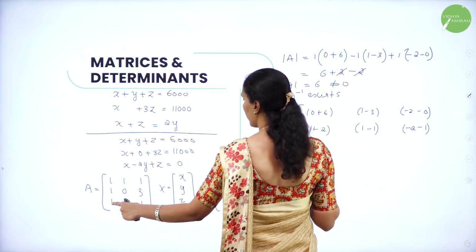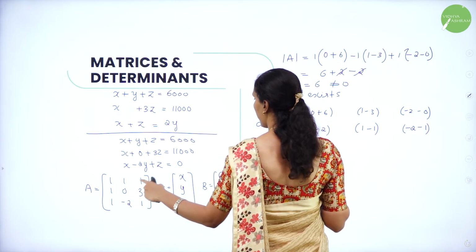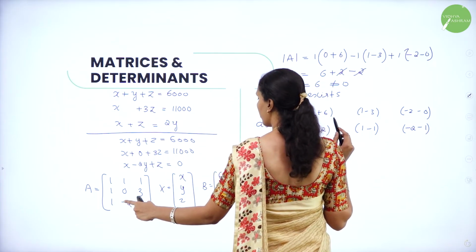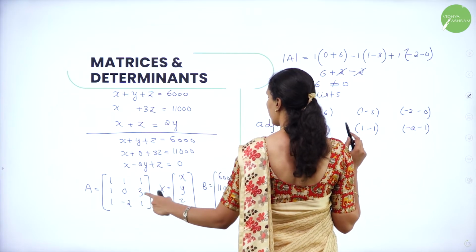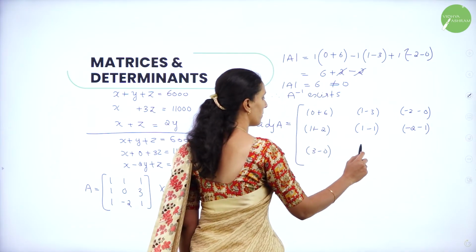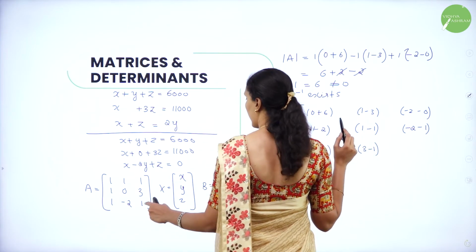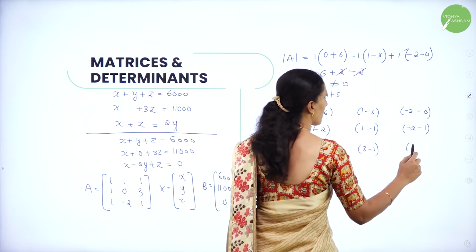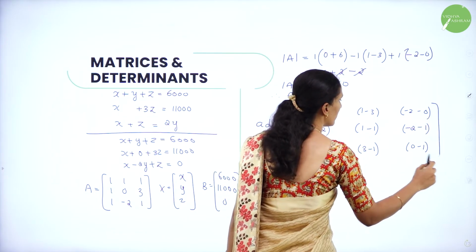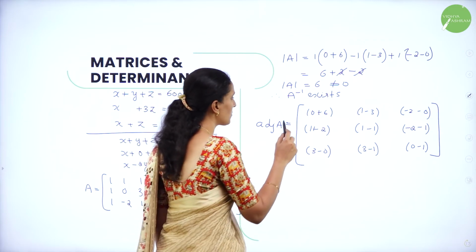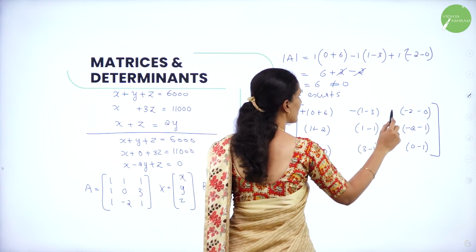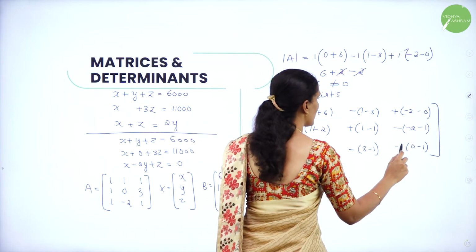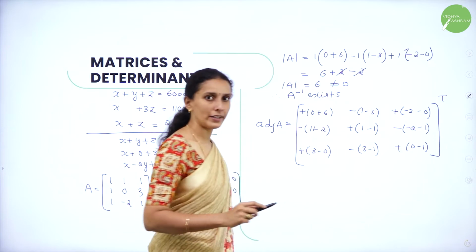Next we take the third row, first element. So it is 3 minus 0. Next we will take minus 2. So for minus 2, delete the column, delete the row. So it is 1 times 3 minus 1. Next for the last element, delete the row, delete the column. So we get 0 minus 1. So these are the minors. Now to find the cofactors, substitute the signs here: plus, minus, plus, minus, plus, minus, plus, minus, plus. Take the transpose to find the adjoint.